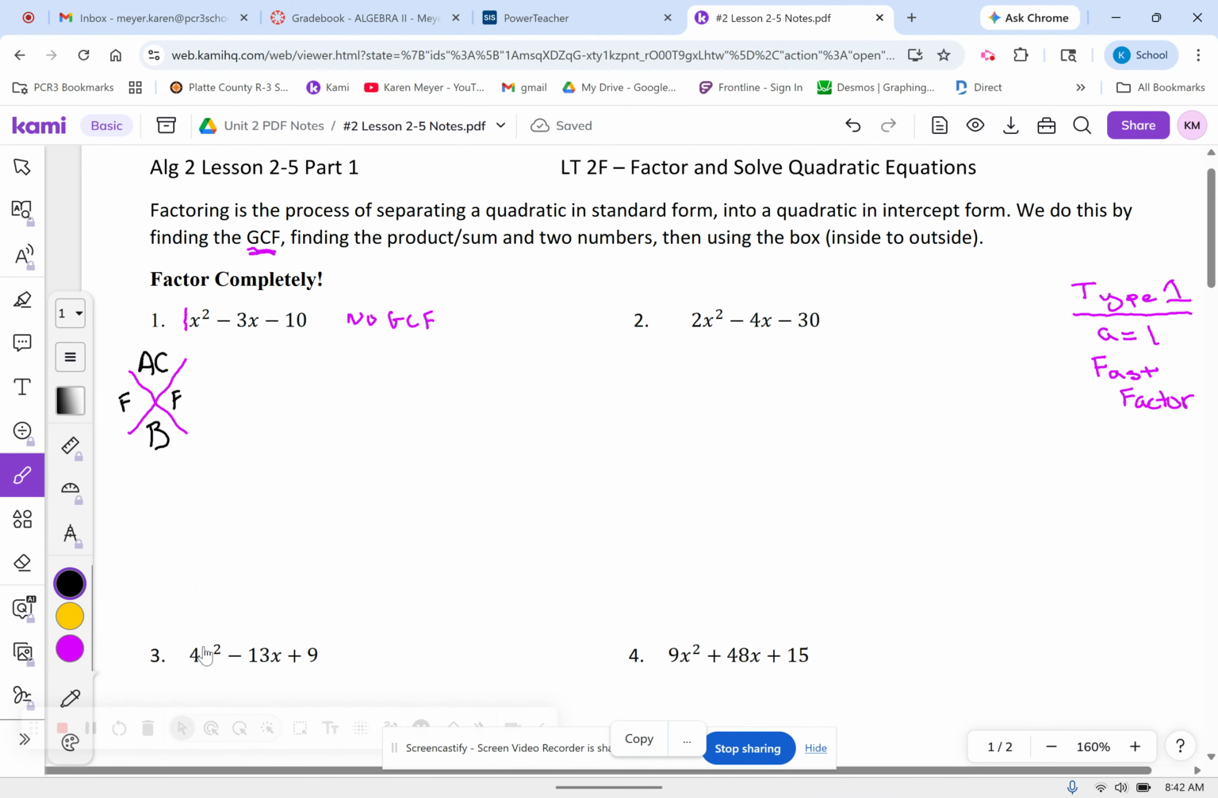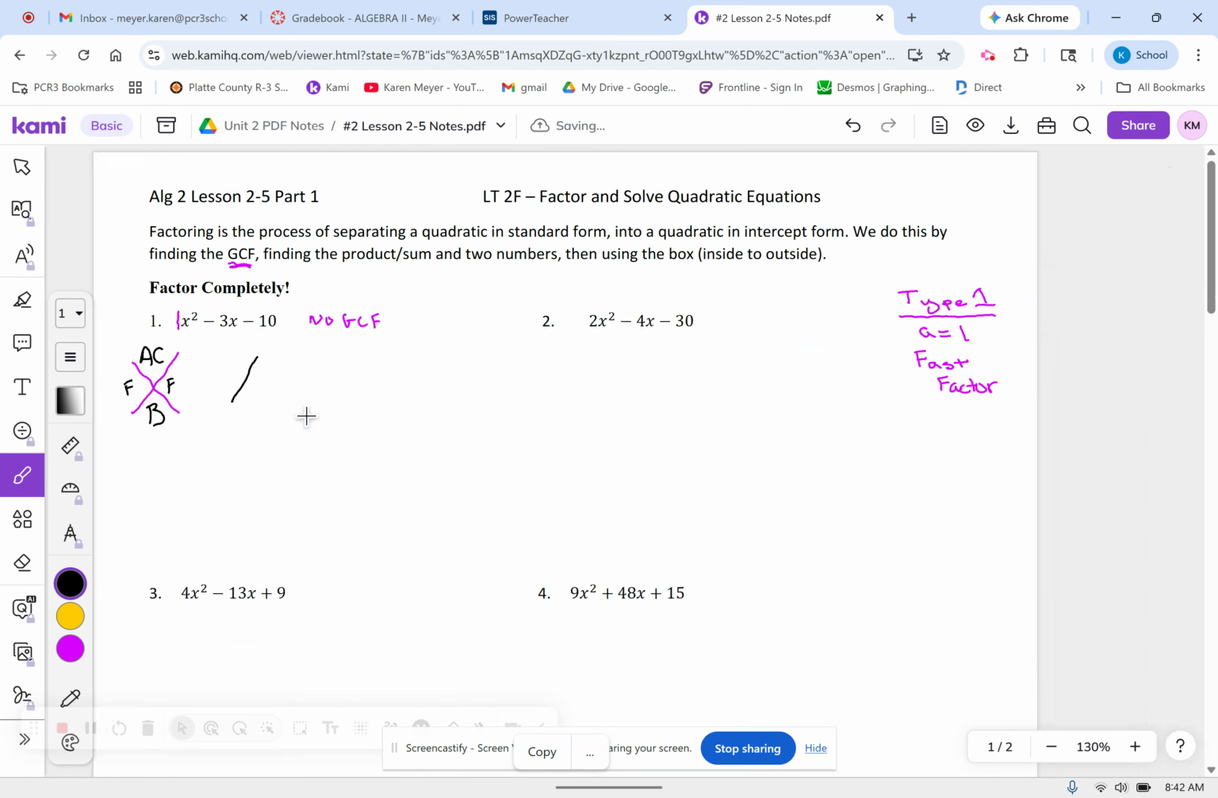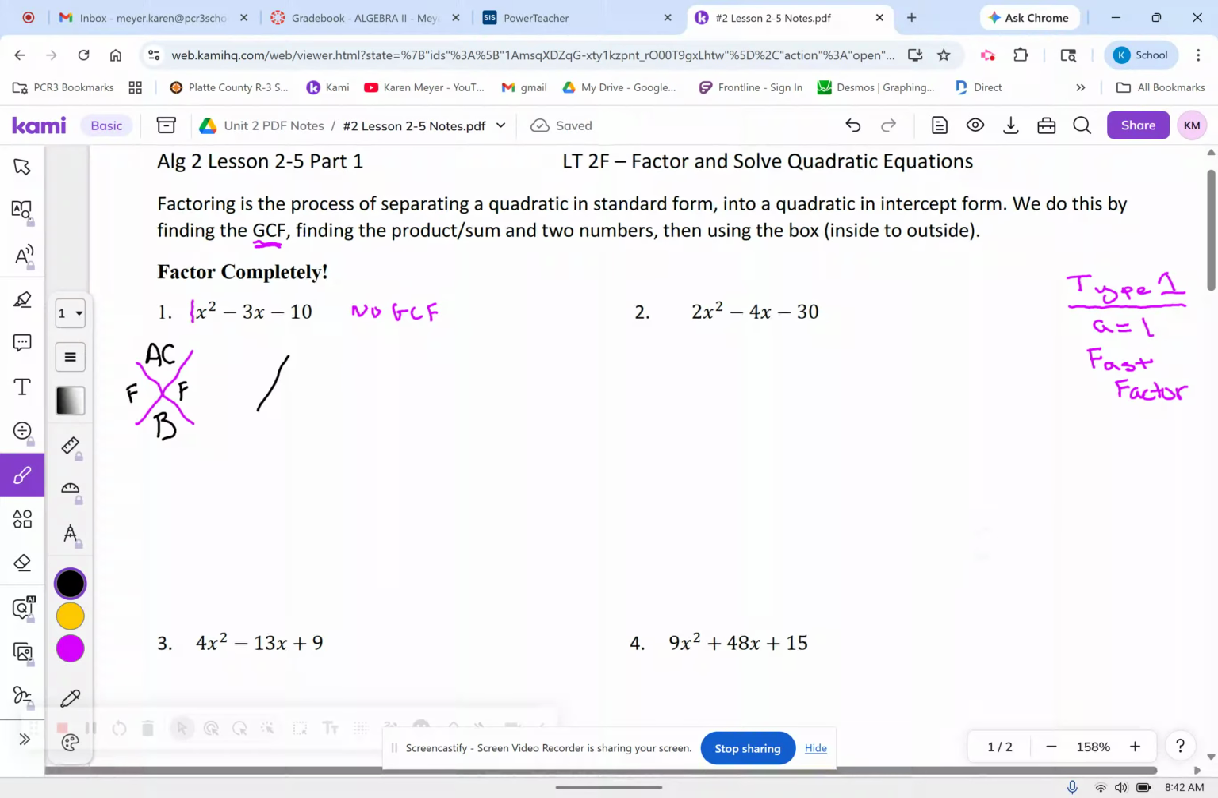All right, so if I make our X, oops, sorry, the paper shrunk. Let's fix that. Okay, our A is 1. Our C is negative 10. So 1 times negative 10 is negative 10. And our B is negative 3. So you want to think what multiplies for negative 10 that adds for negative 3.